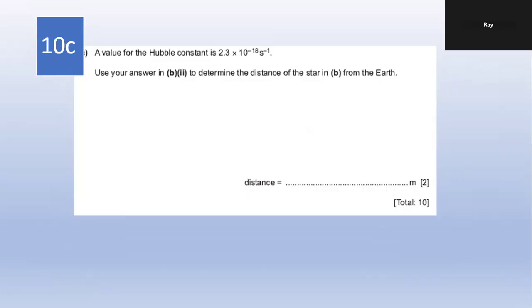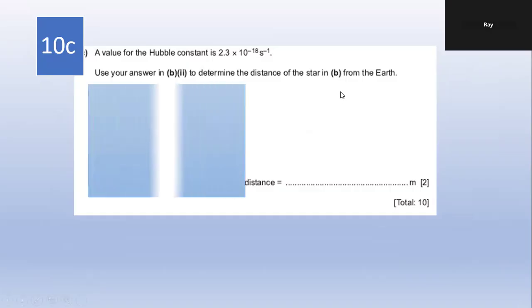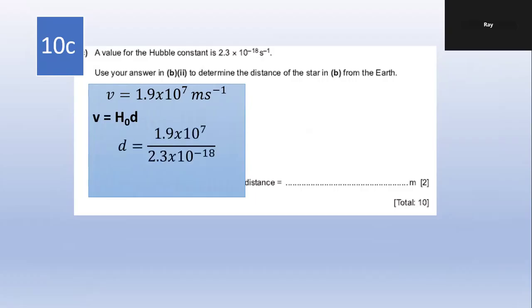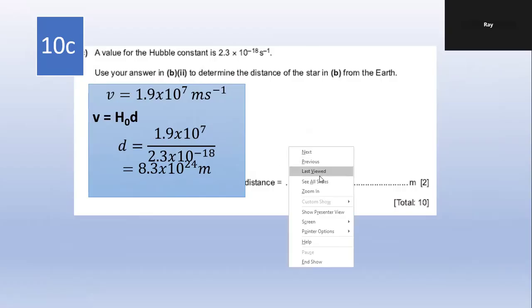What formula to use? You got 10 more minutes. V equals... Right? That's the speed. H naught D, and calculate. Put in the value. H naught is given there, 8.3. V is that one there. Okay. Any comment? Yes. Okay, let's go to No. then.